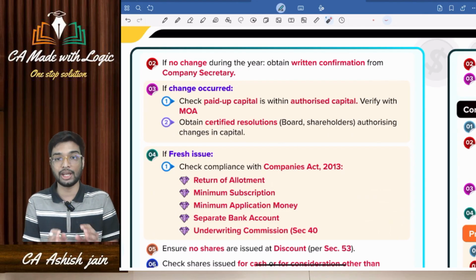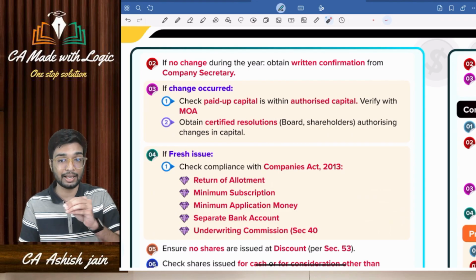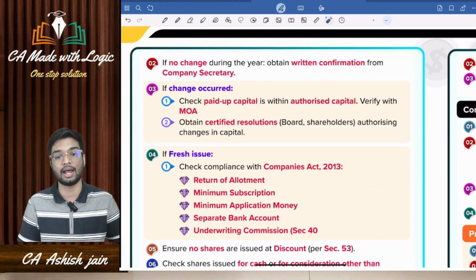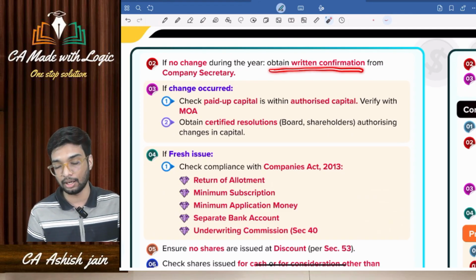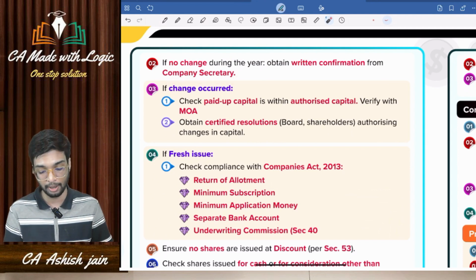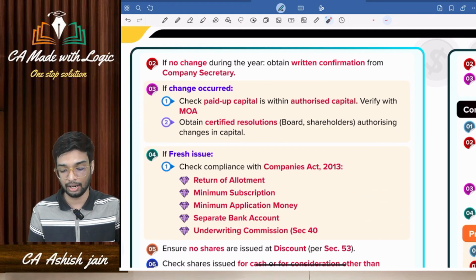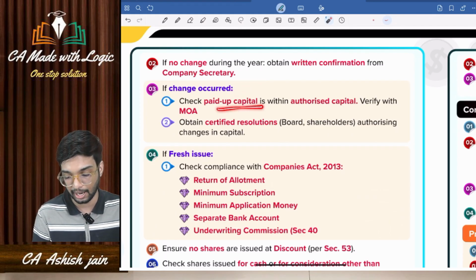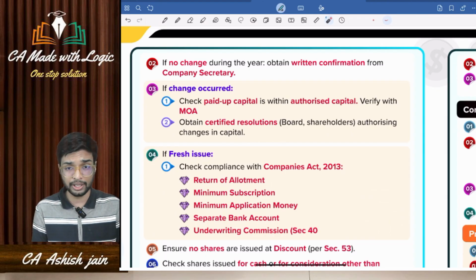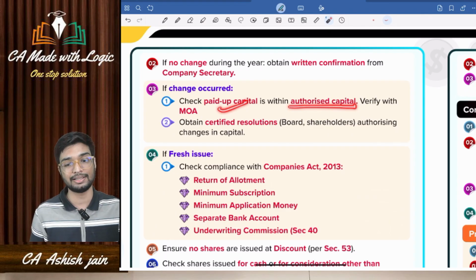If there is no change in the balance sheet item, share capital, you are going to obtain written confirmation from the company secretary. Very important. Then, if there is a change in the paid up share capital, the auditor has to first check whether the paid up share capital is within the authorized capital.